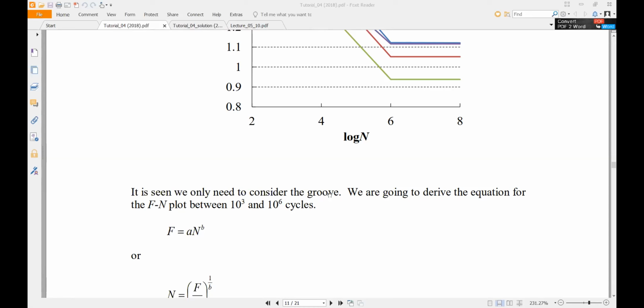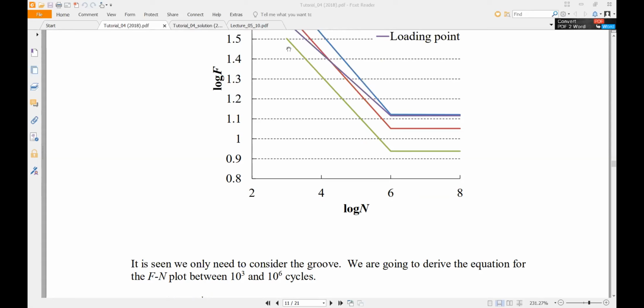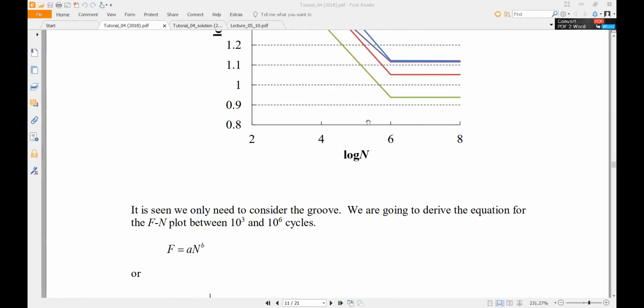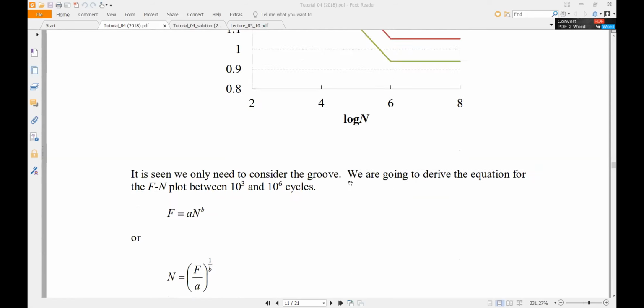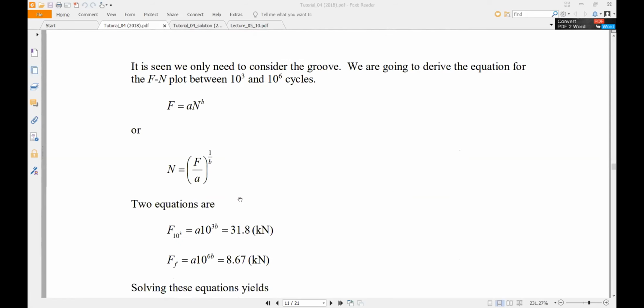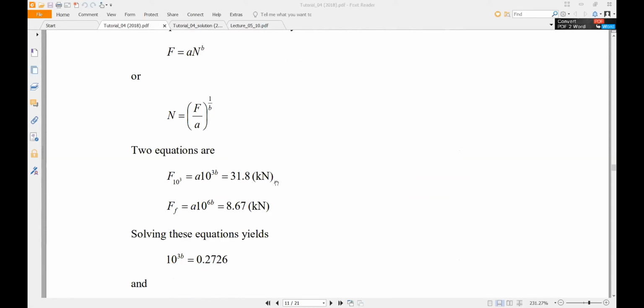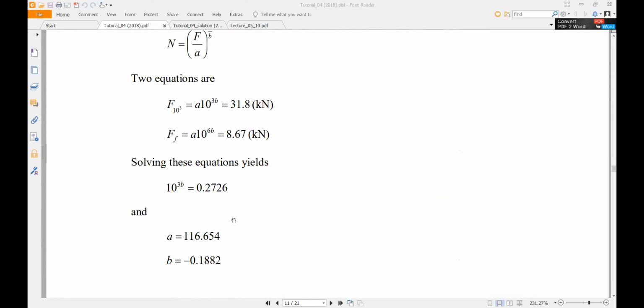So you can get the equation for the FN curve, the relation between the load and cycles between 10³ and 10⁶ cycles, the linear region equation, for the groove. You don't need to consider the other three curves. So use that equation and substitute the groove values for the 10³ cycle and 10⁶ cycle loading values. Find out the A and B.